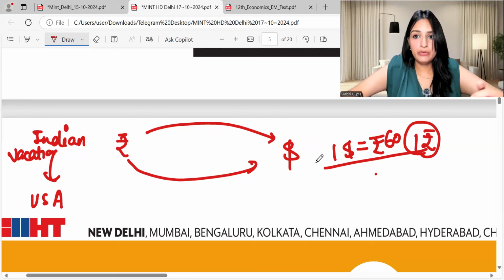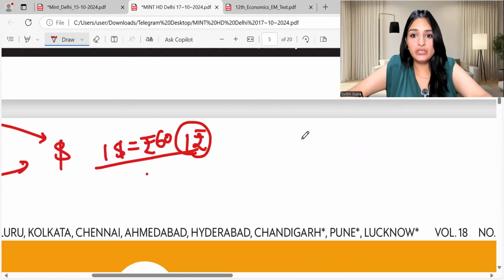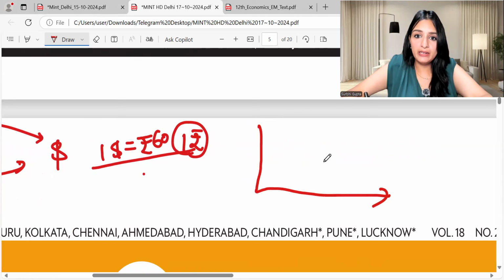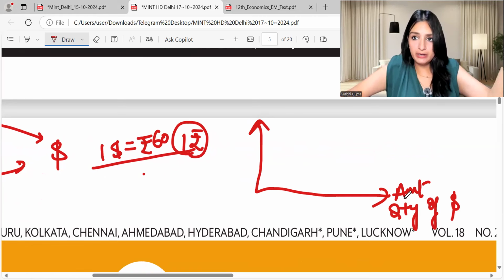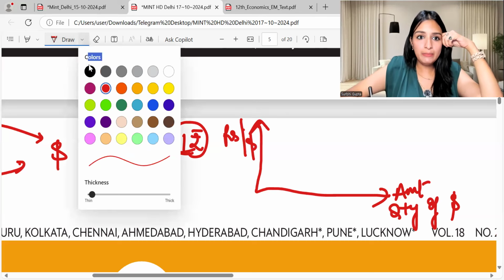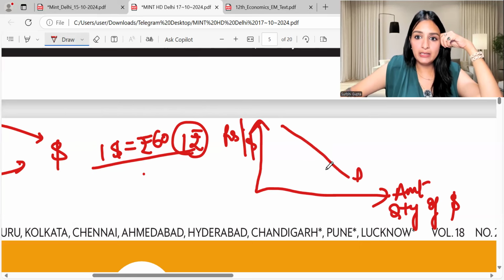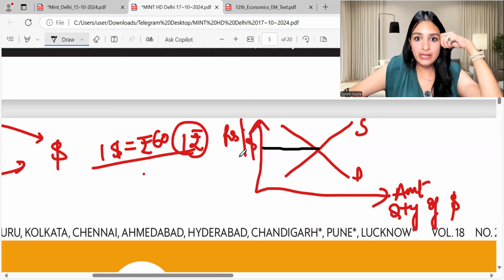Now let's understand what is appreciation and depreciation, but before that, let's first understand fixed exchange rate and flexible exchange rate. The flexible exchange rate is something which depends on the market conditions of demand and supply. Say for example, this is the quantity of dollars that is going to be exchanged or traded in the market, supply and demand both, and the y-axis is going to be rupees in terms of dollar. So your demand and supply, your exchange rate becomes where your demand and supply intersect.